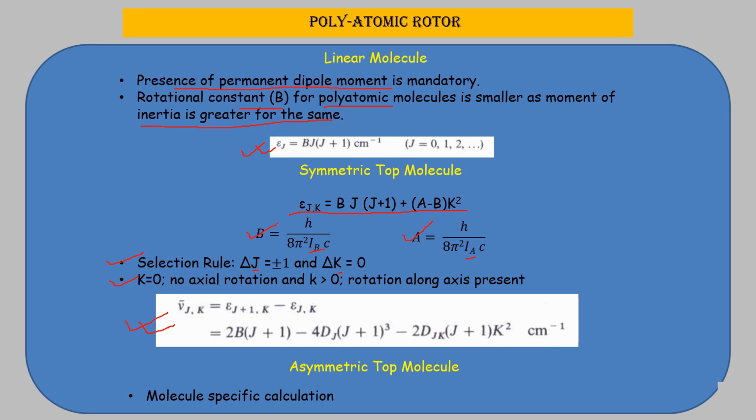The next one is the asymmetric top. As we know, in an asymmetric top molecule, IA is not equal to IB and not equal to IC, and none is equal to 0. Thus, there is no general term for determining the energy value for the asymmetric top molecule. We have to use the ideas of the linear and symmetric top molecules, and using these two concepts along with the symmetry of the molecule, we can get the energy for each rotational energy level in an asymmetric top molecule.